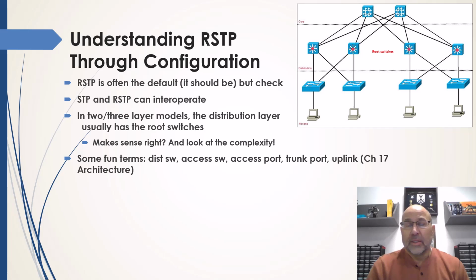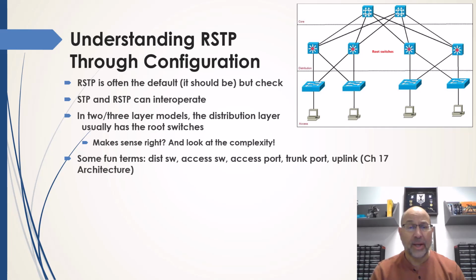So there we go. What we're going to do today is try to understand more about how all this stuff works through yet another configuration, but this time with VLANs. So today, rapid spanning tree is usually the default, and this doesn't matter whether you're Cisco or somebody else, Juniper, what have you. Rapid spanning tree is usually the default. It's been around for a long time, but you should check. Make sure you don't have a mixed mode environment.